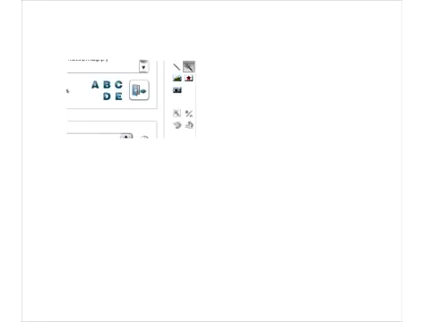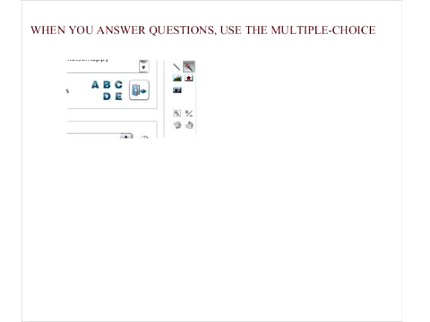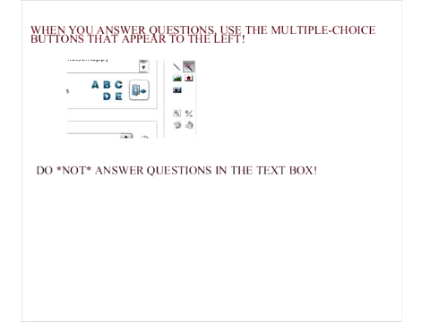What you should see is this. When you answer questions, again, please, please, please, use the multiple choice buttons that appear to the left. Please do not answer the questions in the text box so that we don't have everybody seeing your answer and having an unfair situation. So the multiple choice buttons on the left, A, B, C, D, E, smiley face if you see that.